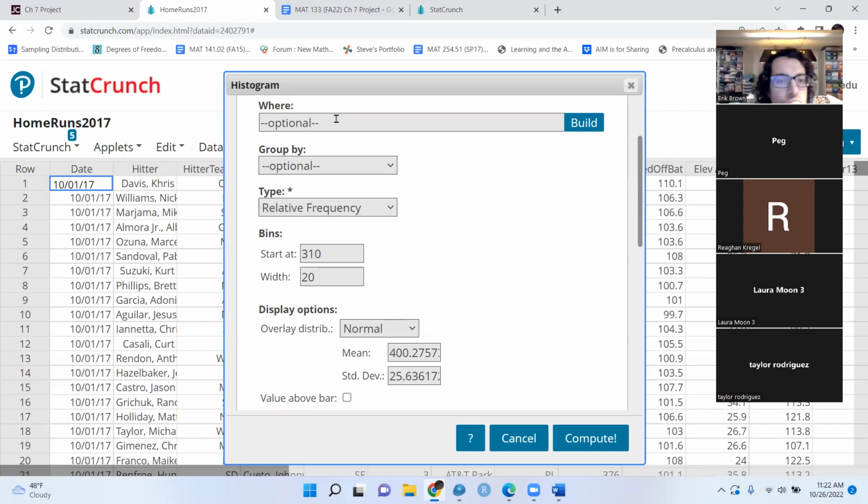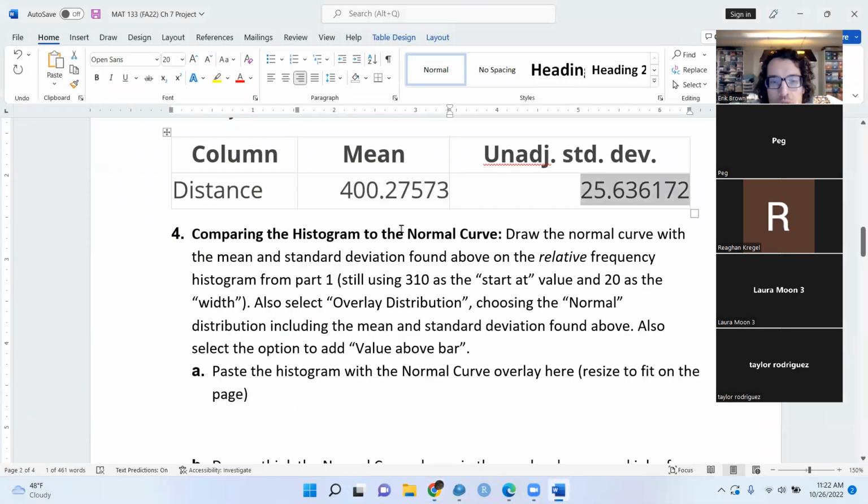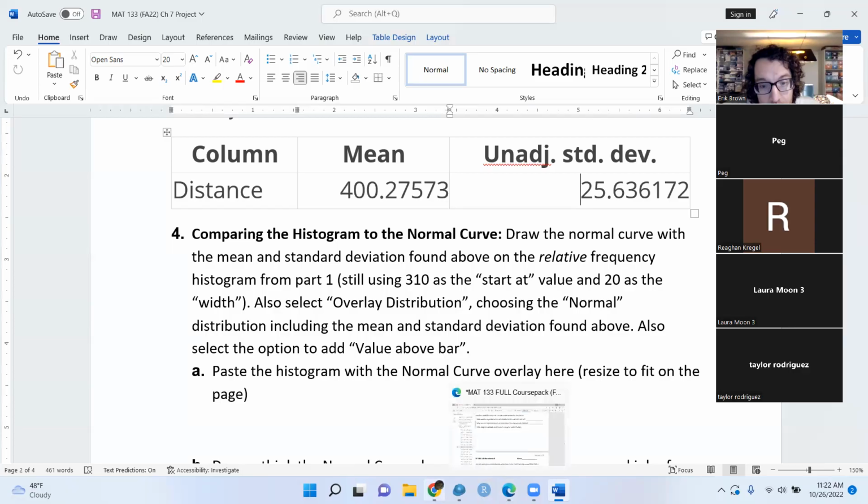You ready for the mean? Yeah. The mean is 400.27573, right? Okay, and then the standard deviation. Now, are we unadjusted right now because we're a population, or are we not? Yep. Okay, and it doesn't matter, you just put it in where it is. Type it in because we know how we calculate it. Okay. So it's 25.636172.